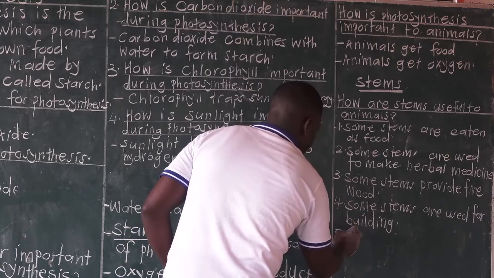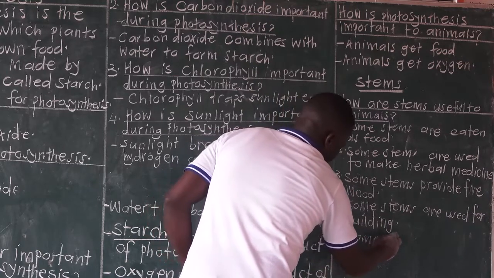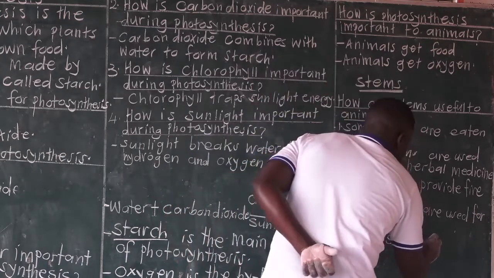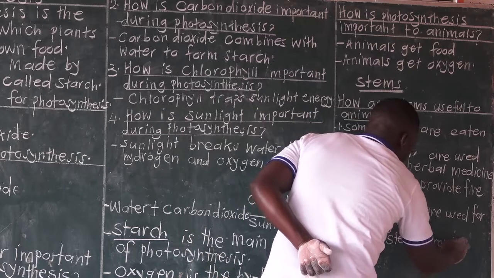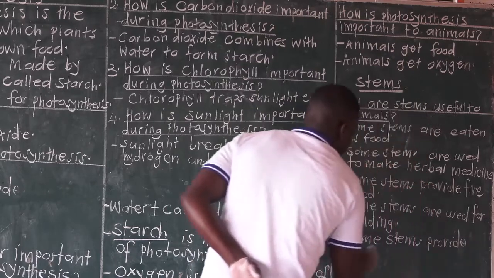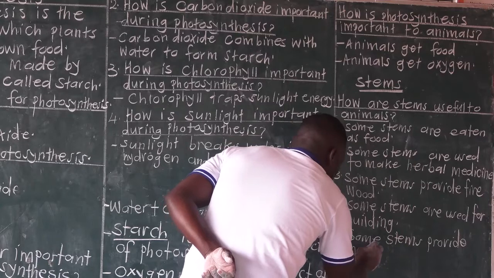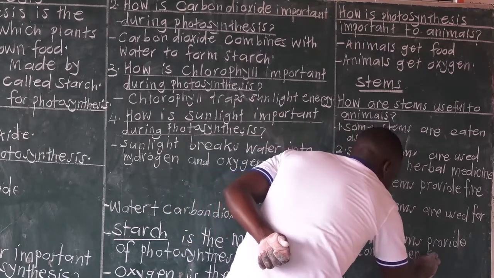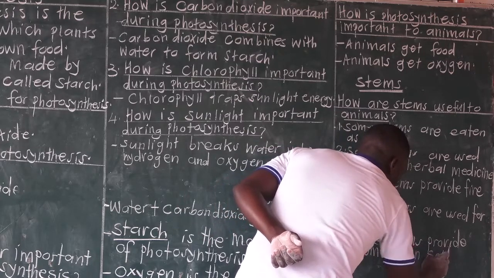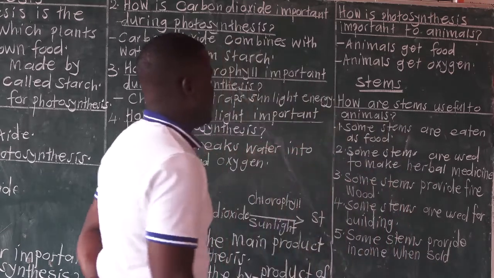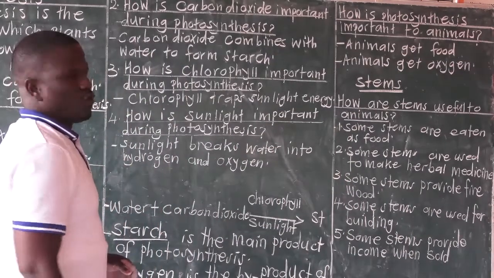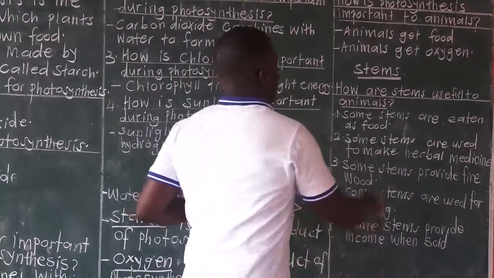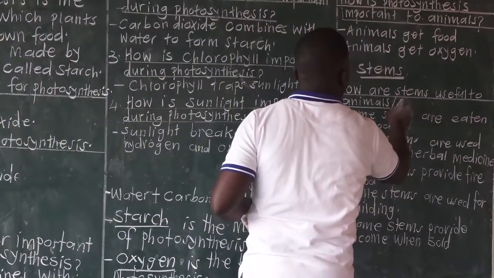Number five, some stems provide income when sold. So we have so many uses of stems to animals and to people.